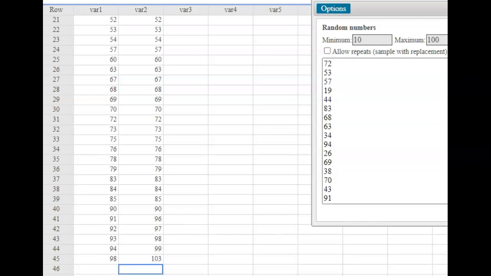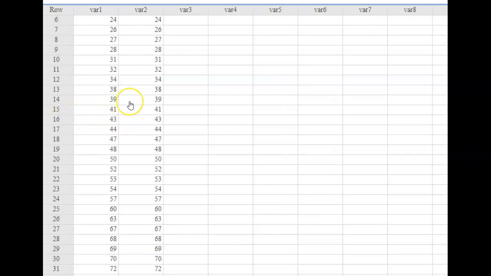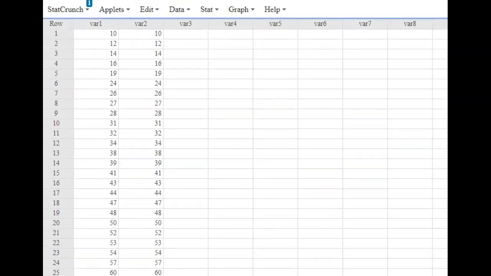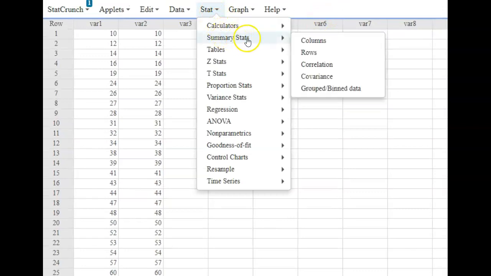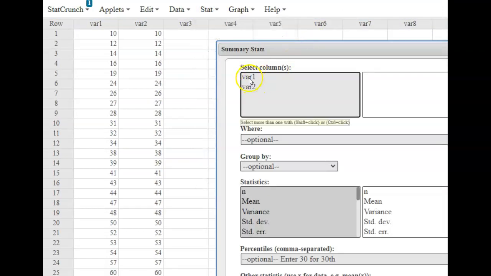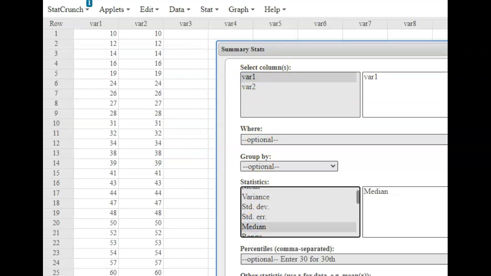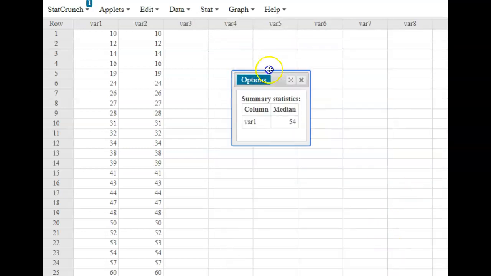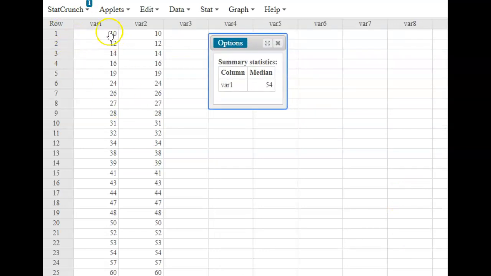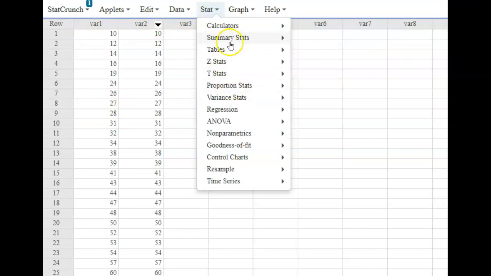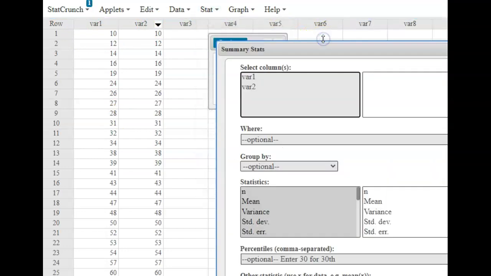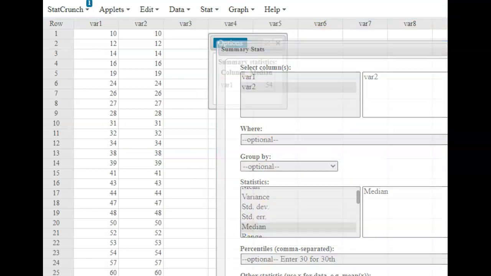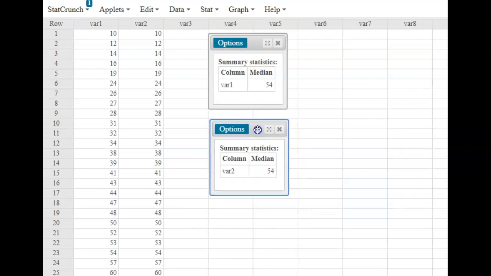So let's find the median of each of them. We're going to do Stat, Summary Stats, Columns. I'm going to do the first column, click on the median, and compute. This gives me that the first column has a median of 54. Now let's do summary stats with columns var2 and the median. The second column's median is also 54.